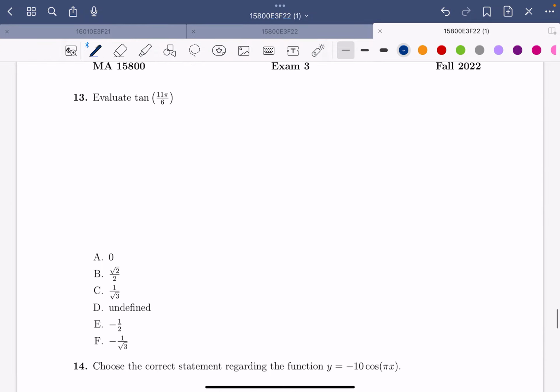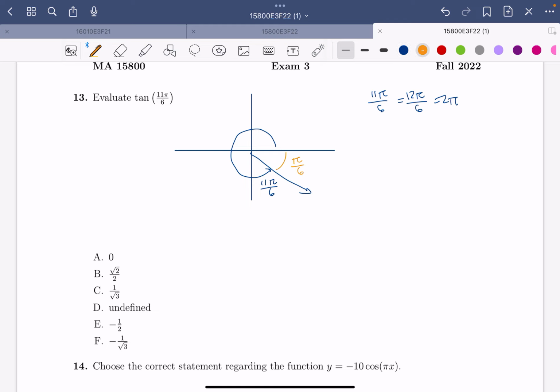Number 13, evaluate tangent of 11 pi over 6. So we're going to draw the coordinate axes because with angles, we want to see what angle we're actually dealing with. So 11 pi over 6 is really close to 12 pi over 6, or 2 pi. So we know that's going to end up somewhere in this fourth quadrant. So if we draw it, we would get that 11 pi over 6 is about here. It's actually a little bit too much, but that's okay. And this angle right here should be pi over 6 to complete the 2 pi.